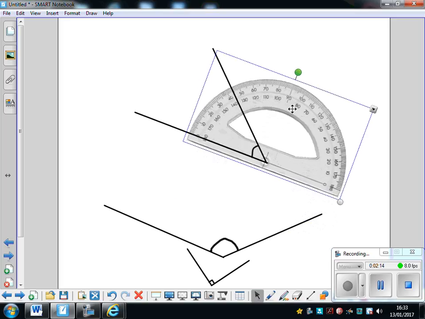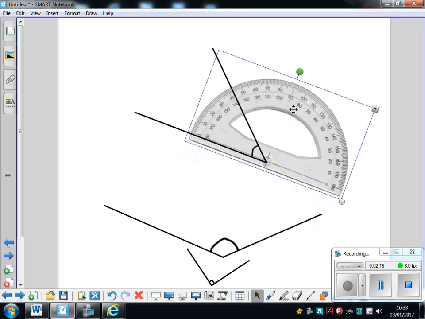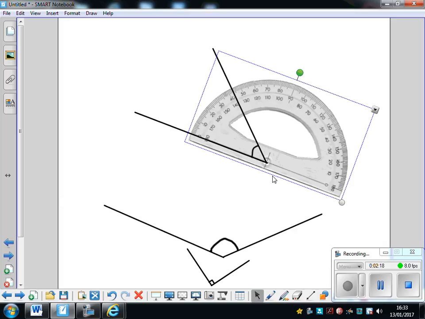So once again, I'm lining up the baseline exactly there and those crosshairs right onto the angle I want to measure. And now I'm going to look at the scale here, and I must remember to start from 0 and counting up. I don't want to look at the inside scale, that'll give me the wrong answer.